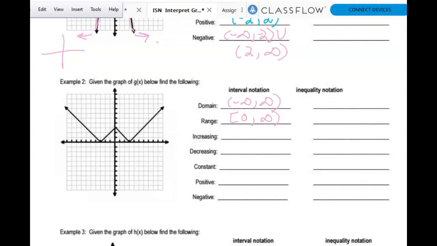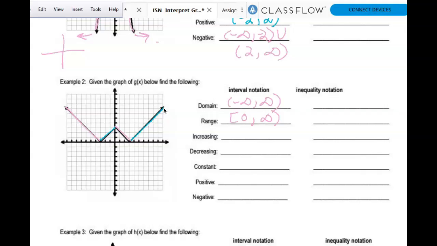Okay, I am going to start on the left. On the left, is this increasing or decreasing? Decreases. Okay, and then what happens? It increases. And then it decreases. And then it increases. So the pink is the decreasing and the blue is the increasing. That's where the y's are decreasing and the y's are increasing.